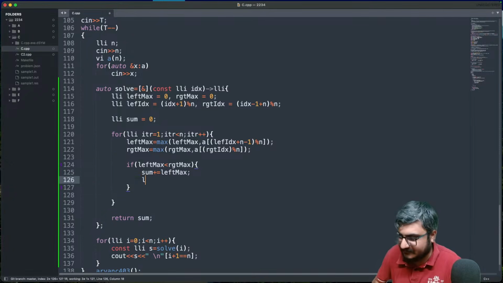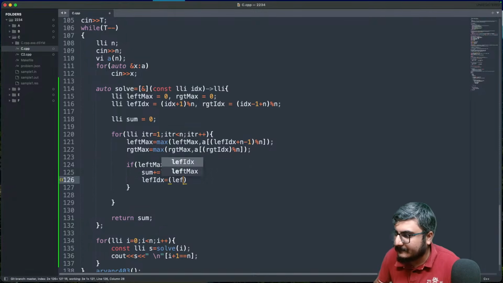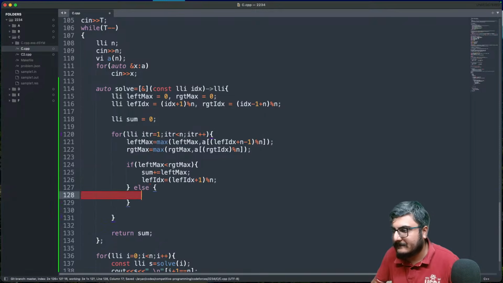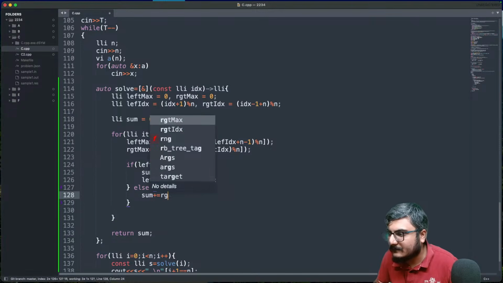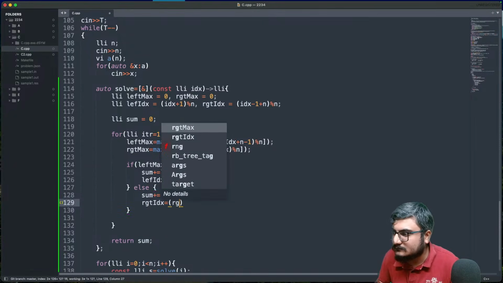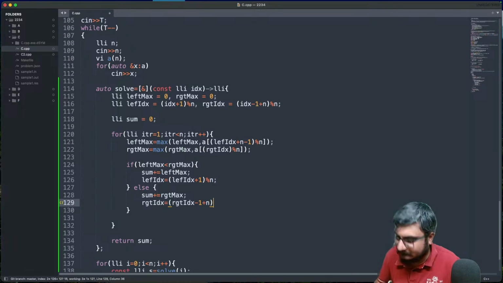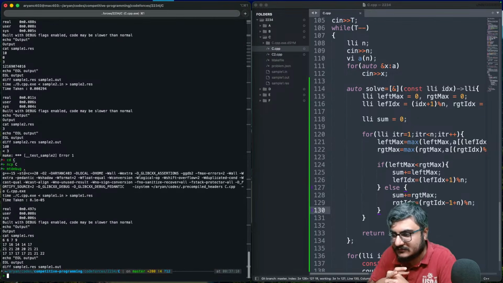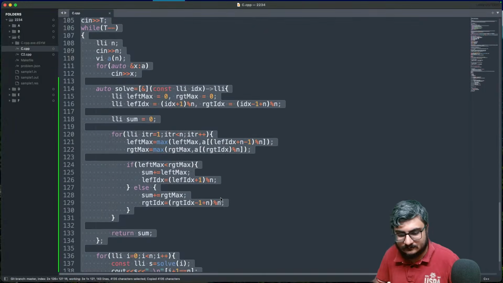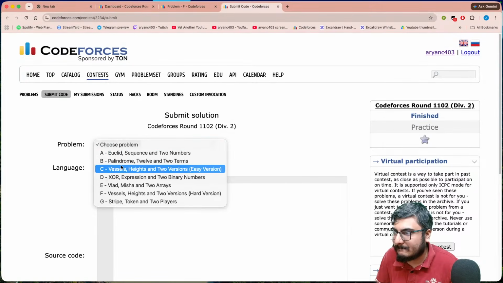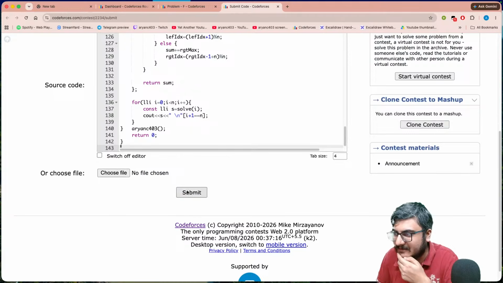And move left index a bit further. And this is another way to solve problems. Any questions, anyone? Or something that I should explain again?